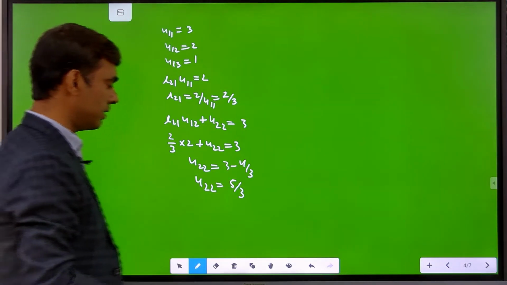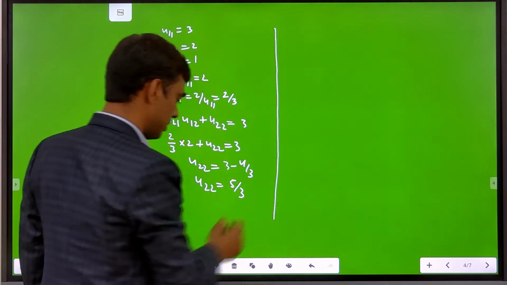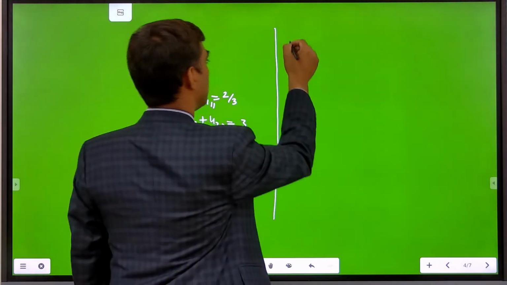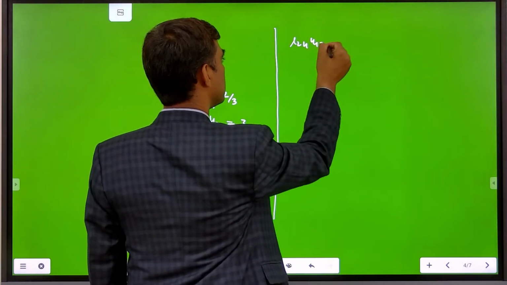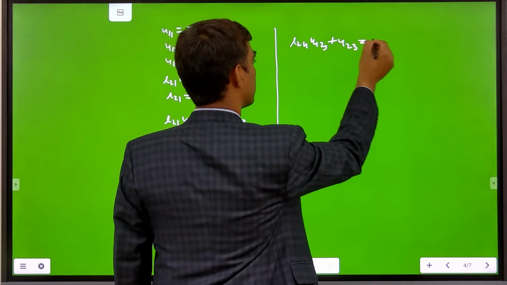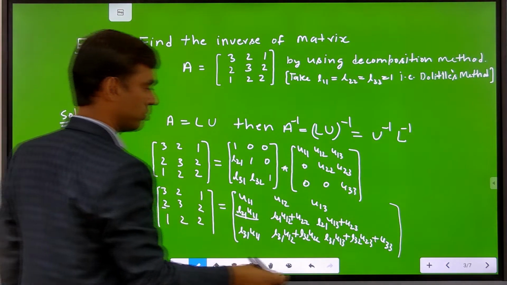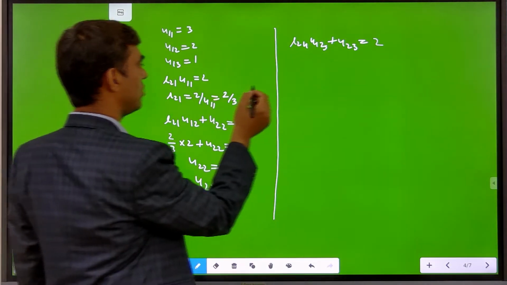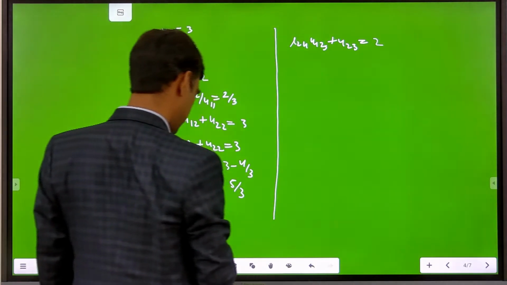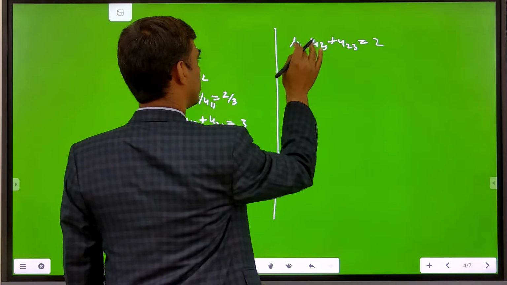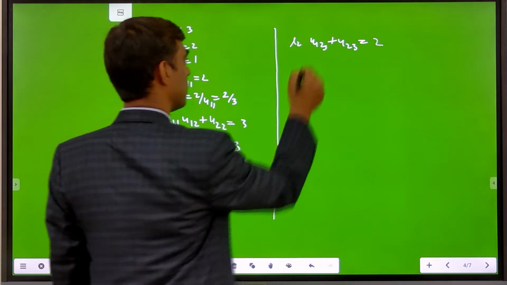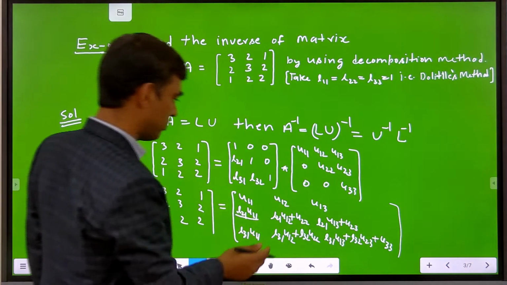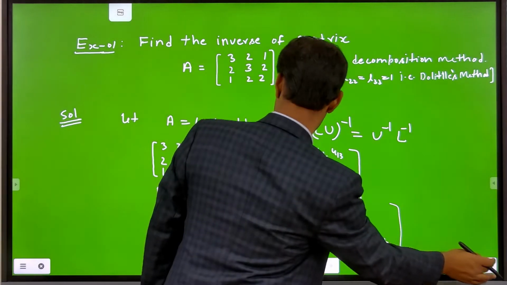Okay. Similarly, we compare the next term, meaning L21, U13 plus U23 equals, the third element, which is 2. So what is the value of L21? Basically this one is L21, U13 plus U23 is 2. Once we check this one, L21, U13 plus U23 equals 2.